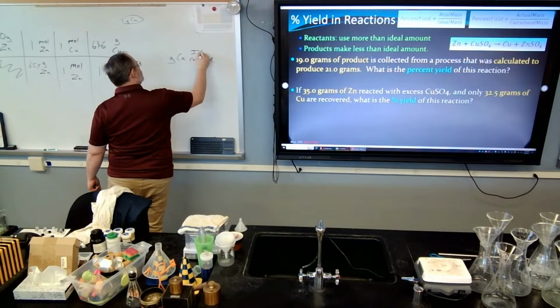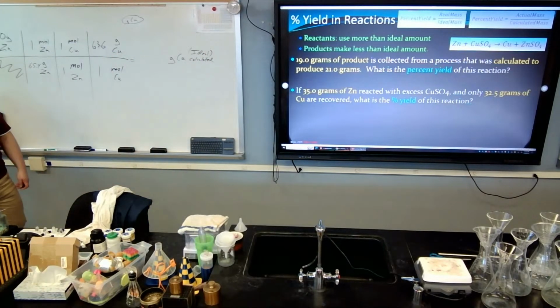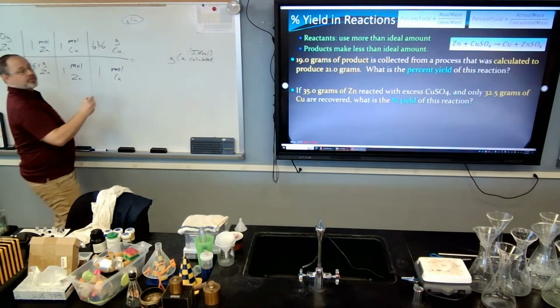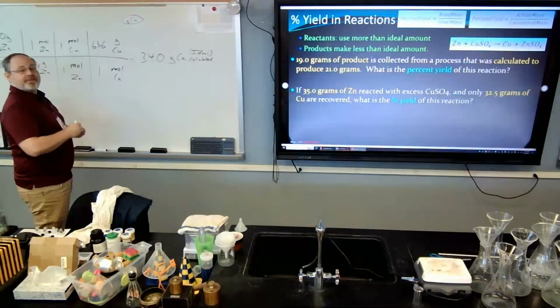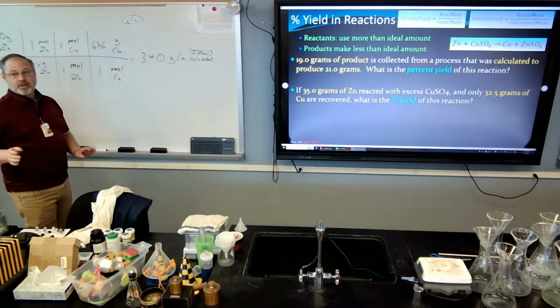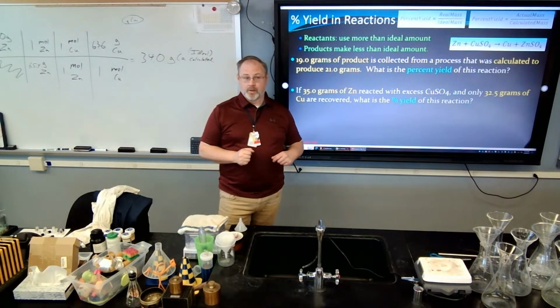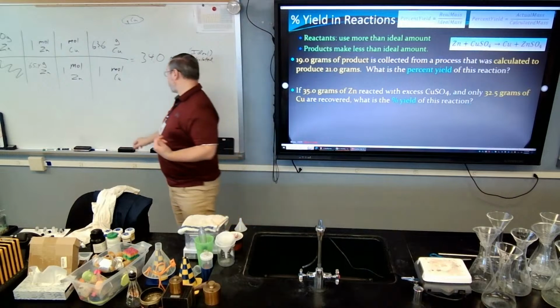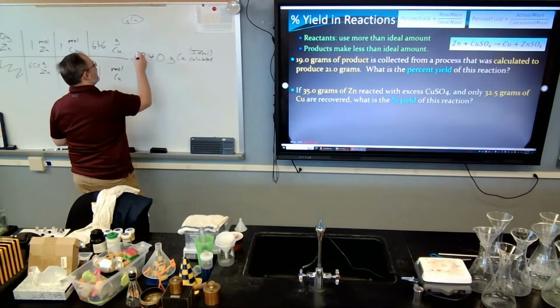And then we can do some math, and this will be the grams of copper calculated in this case, which is the ideal value. So how many grams of copper would I get if everything was perfect? 34.0 grams of copper. So that's my ideal value. If everything was perfect, that's how much I would make. But it says in the process that I used, I only acquired 32.5 grams.